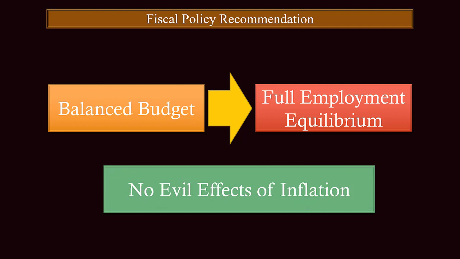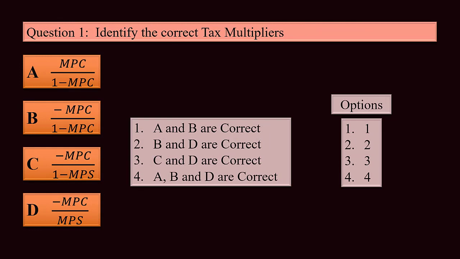Now try these multiple choice type questions. Press the pause button, try to answer and then verify your answer with the correct answer. 1. Identify the correct tax multipliers. Second option is correct.